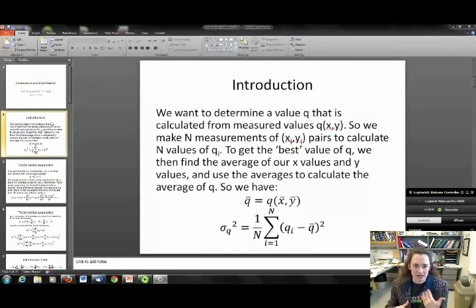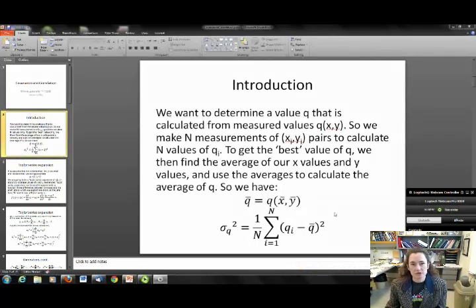We are going to take n measurements of these xy pairs and calculate n values of Q from those xy pairs. And then what we want to do is get the best value of Q. So to do that, let's say we take our average value of x and our average value of y and then calculate Q from those average values. So this is what we get. We have Q bar, which is the value of Q calculated from our x and y averages.